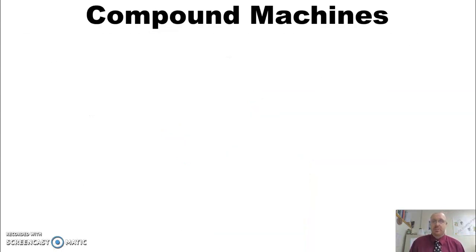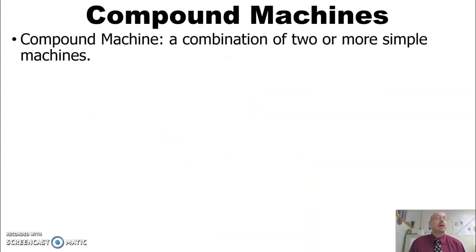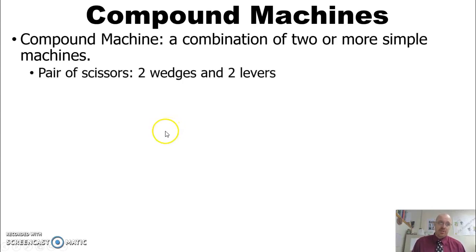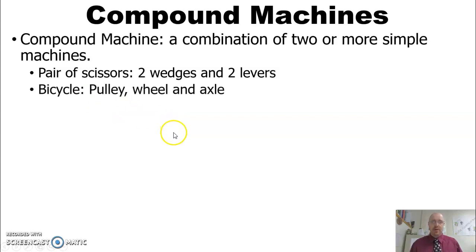Let's talk about compound machines. What is a compound machine? A compound machine is a combination of two or more simple machines. So basically, you put a couple of simple machines together, and poof, you have a compound machine. For instance, a common machine that everybody uses is a scissors. Well, that's actually two different wedges, one wedge on each one of the arms, and two levers, basically the handles that you squeeze together.